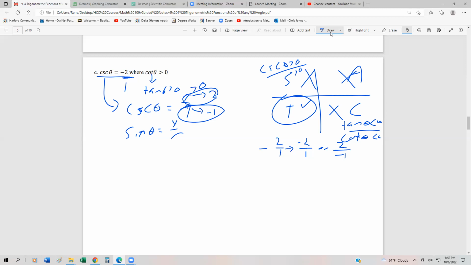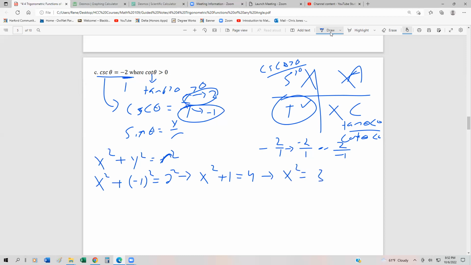To figure out x, we have our relationship x squared plus y squared equals r squared. In this case, we know that x is unknown, we know that y is -1, and we know that r is 2. And so if we solve this, we get x squared plus 1 equals 4, x squared equals 3. And that means that x is either going to be plus or minus √3.